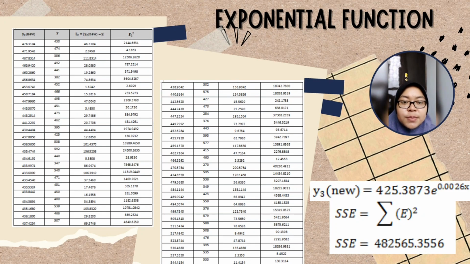SSE for the exponential function. Because we get the equation for the exponential function is y equal to 425.3873 e to the power of 0.0026x, we substitute the value of x into the equation to get the value of y3 new. After we substitute all the values of x into the equation, we calculate the absolute error, that is y3 new minus y. After that, the absolute error is raised to the power of 2. After we square the absolute error, we sum the squared absolute errors to get the SSE. So the SSE for the exponential function is 482565.3556.